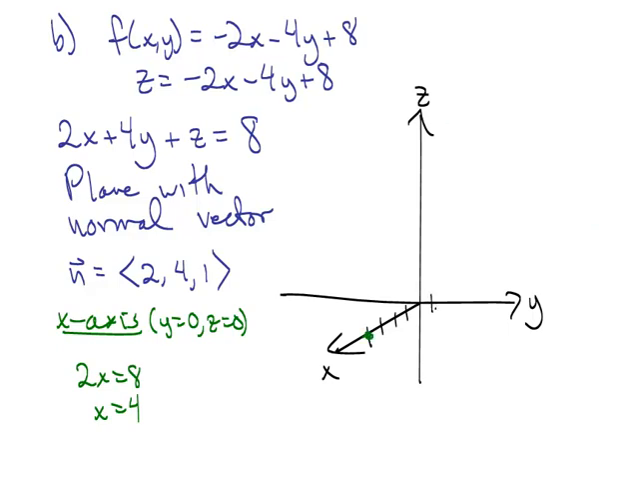Where would I intercept the y-axis? Well, let's think about it. If you put 0 in for x and 0 in for z, you'd have 4y equals 8. So y would be equal to 2. And where would I intercept the z-axis?